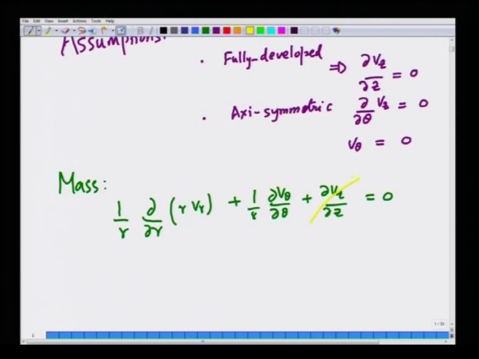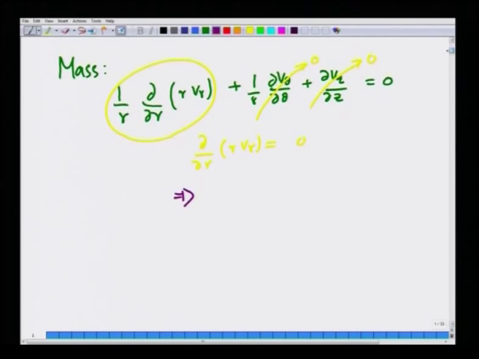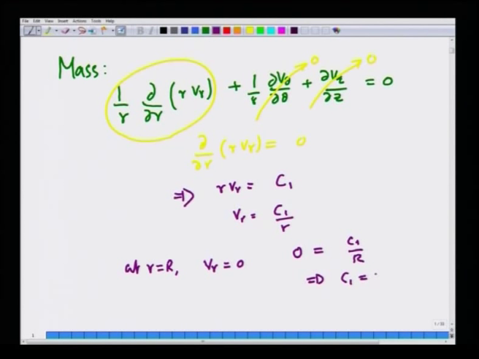So, there is no variation of z velocity in the z direction, there is no theta velocity, axis symmetry. So, this implies that partial by partial r of r v r is equal to 0, or this implies that r v r is a constant, let us say c 1. So, v r is c 1 by r. At r equals R, the radius of the pipe, the boundary condition is that v r is 0. So, if you put 0 is c 1 by R, which implies that c 1 has to be 0.